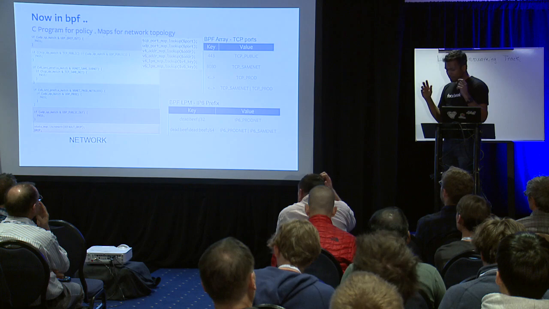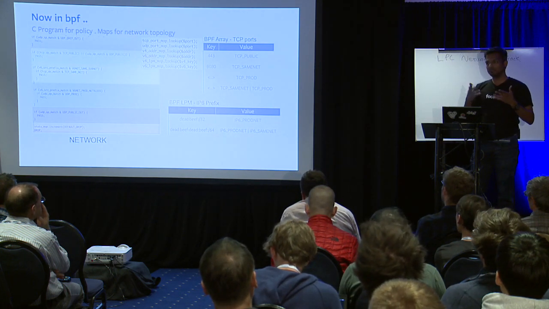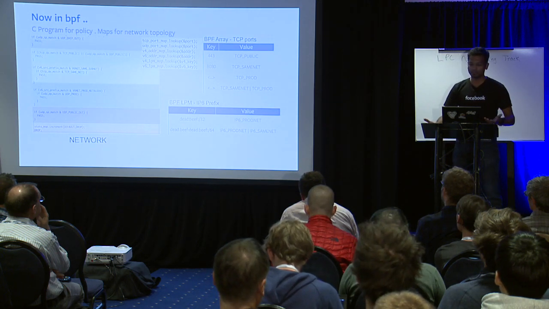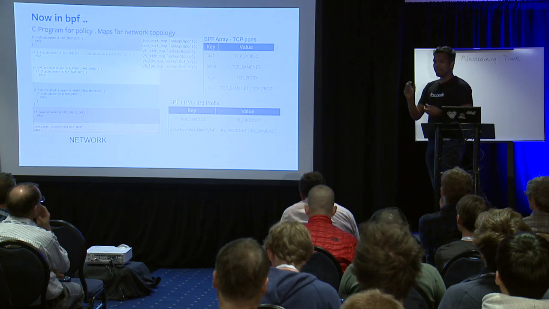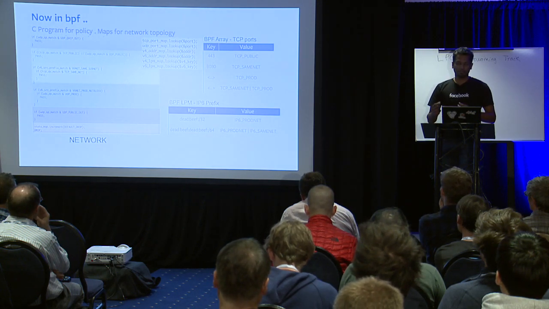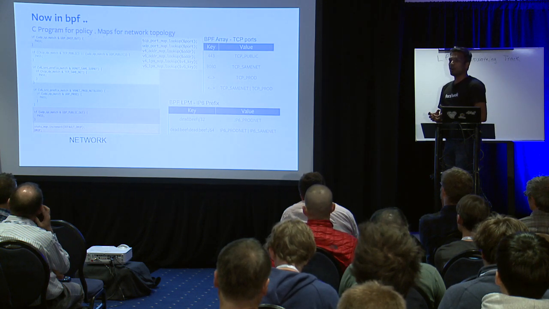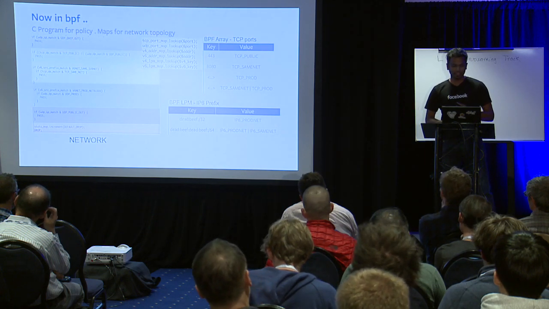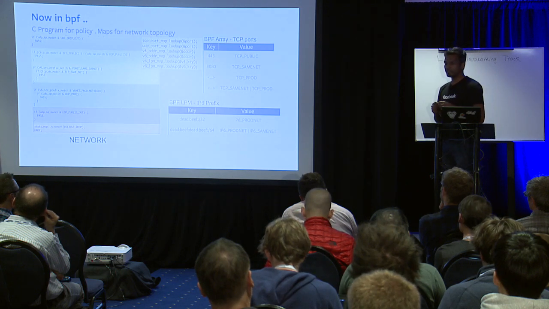The BPF map itself for each of these tuples is loaded with a key and a value, the key being the specific attribute, so let's say port 443 for a TCP port. But the value here is an identifier. And that identifier is a logical representation of what logical group that port belongs to. And herein lies the manageability win.